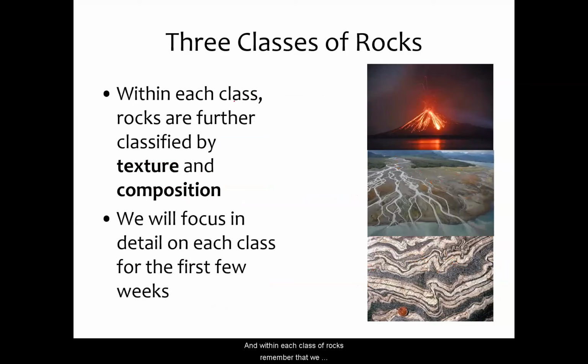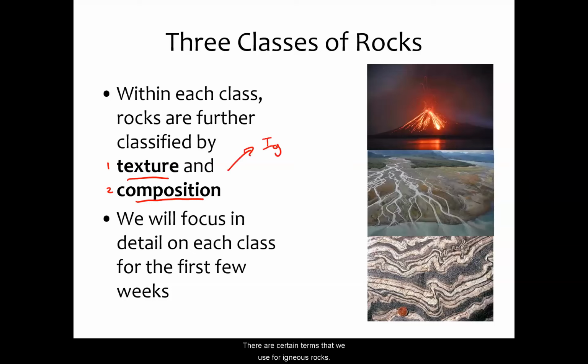And within each class of rocks, remember that we talked about the two variables that we can classify them based on: texture, the size and arrangement and shape of the grains that make each of these rocks up, and composition, the minerals that make them up, or the elemental identities of the atoms that make it up, the elements that the rocks are made of. We'll focus on each of these for the first few weeks because we want to know what the texture and composition terms are going to be for igneous rocks.